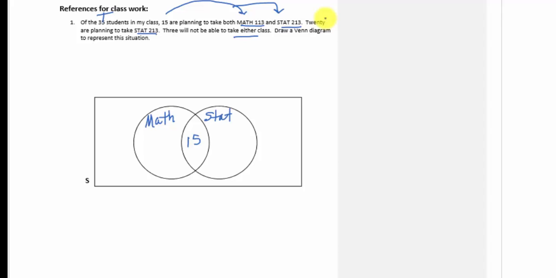20 are planning to take Stat 213. So with Stat, the total is 20. We have 15 already accounted for. So if I take away those 15, that will leave us 5 more students taking Stat. 3 will not be able to take either class. So 3 is the amount that needs to be out in the universe somewhere. And so our total, it says, is 35 students.